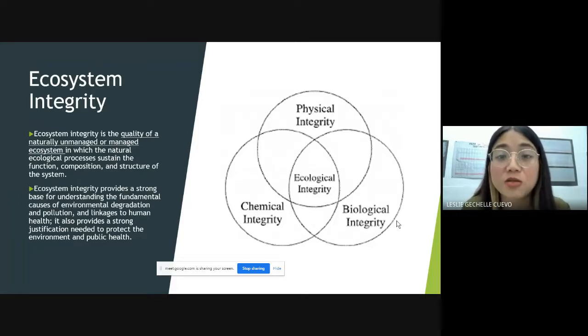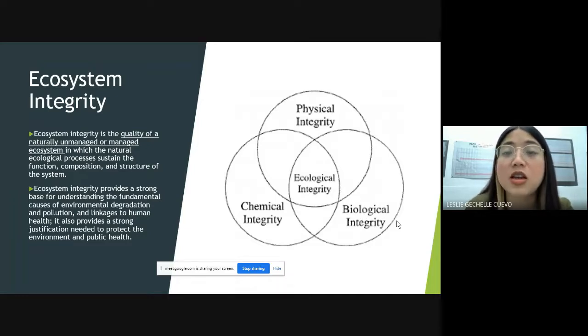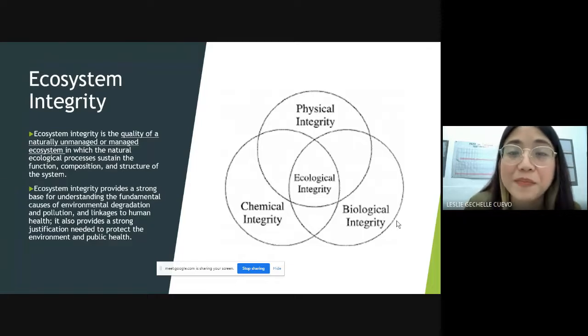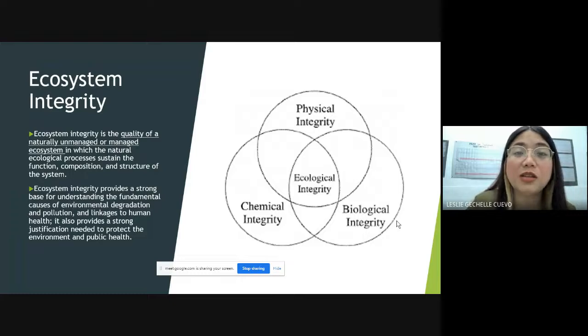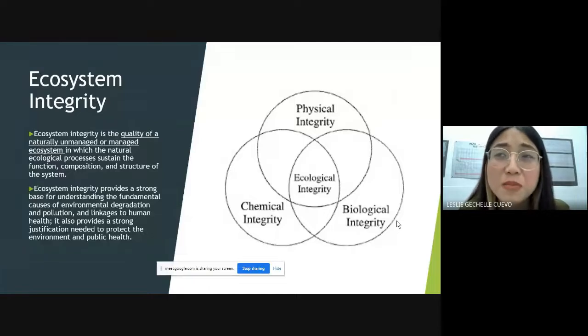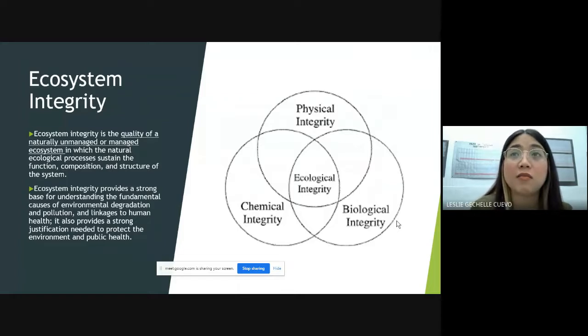Ecosystem integrity provides a strong base for understanding the fundamental causes of environmental degradation and pollution and linkages to human health. It also provides a strong justification needed to protect the environment and public health because if the ecosystem doesn't have integrity, hindi na siya matatag. So kapag hindi na matatag ang ecosystem, nadi-disrupt na siya, katulad ng explanation natin kanina. Kapag na-disrupt siya, it becomes weak and it may even cause extinction. Kung sa tao yan, it might cause death. Okay.